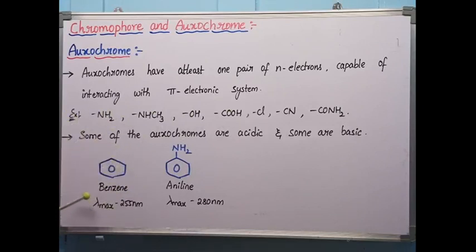So we can say that because of the introduction of an auxochrome, the wavelength at which the absorption has taken place is increasing. So the lambda max value for benzene is 255 nanometers and for aniline is 280 nanometers. So this is completely about chromophore and auxochrome.